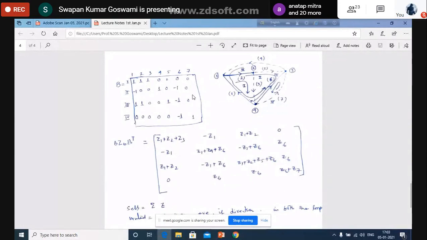Remember this. Then for loop 3, where is loop 3? This is loop 3, in the opposite direction, -1. Loop 4 in this direction, -1. So it will be plus here, minus here, and minus here.